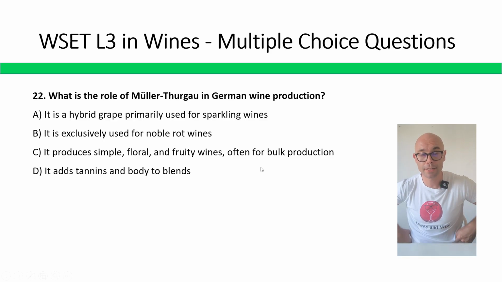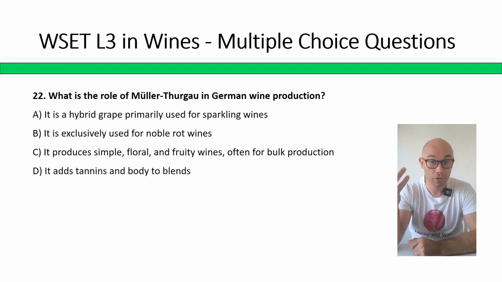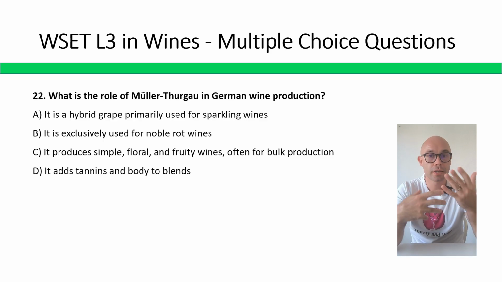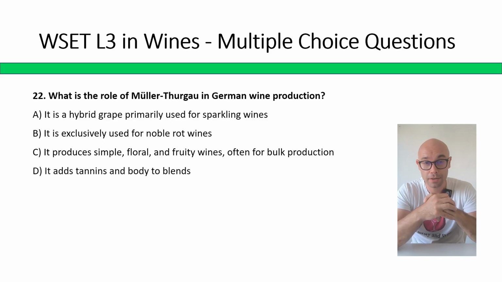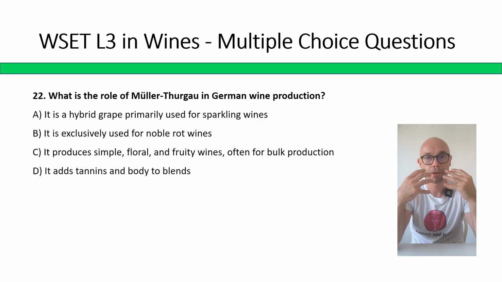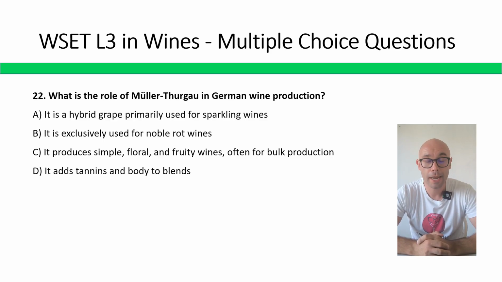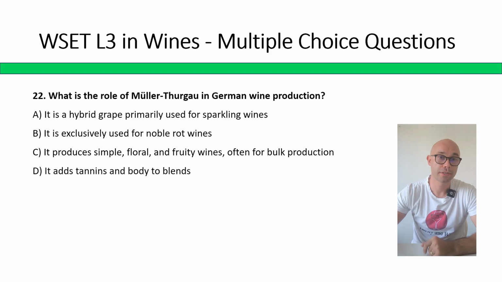Müller-Thurgau is a crossing grape, it's not a hybrid, and it was made to produce high quality wines suitable for a cool climate like Germany. It was meant to have the characteristics of a Riesling, but to be able to grow better in such a cool climate. But it fell short, and it's mostly used for simple bulk wine production.